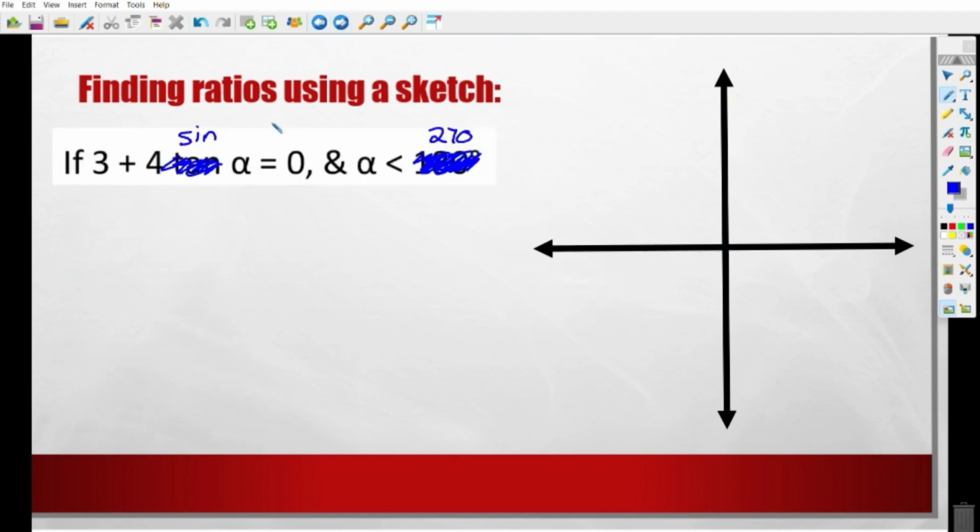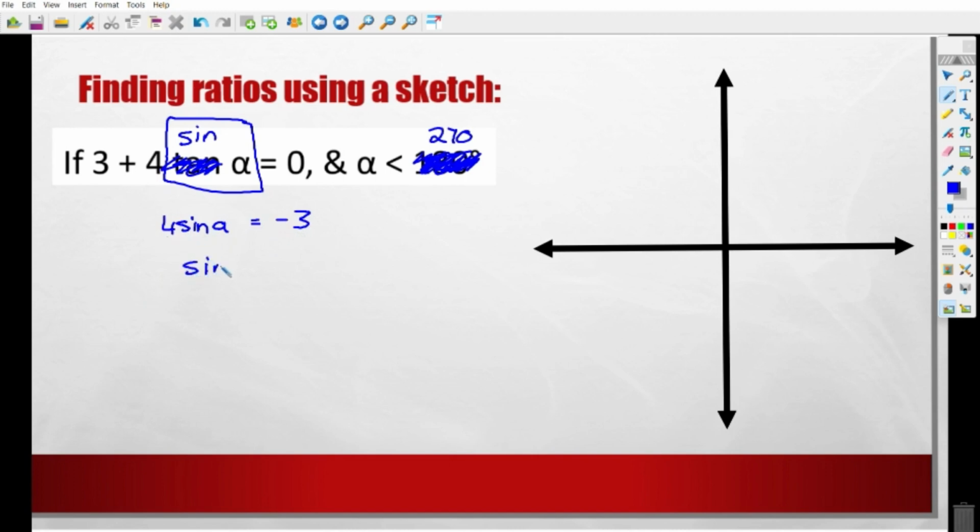Here I've got 3 plus 4 sine of A equals 0. What do I want to get? I want to get sine of A equal to a fraction. So we're going to take the 3 across, and we've got 4 sine of A is equal to negative 3. Then I want to get sine of A by itself, so I need to divide by 4 on both sides.